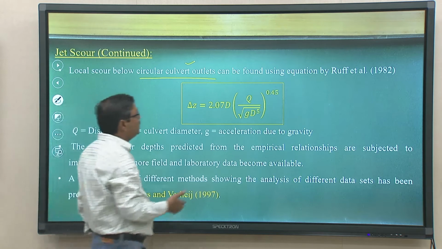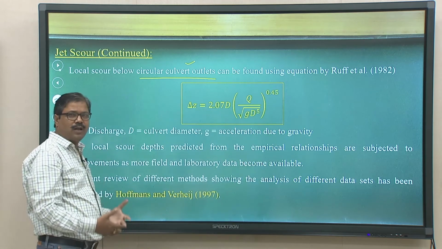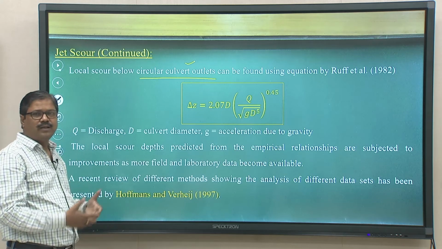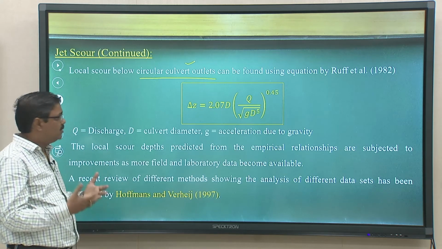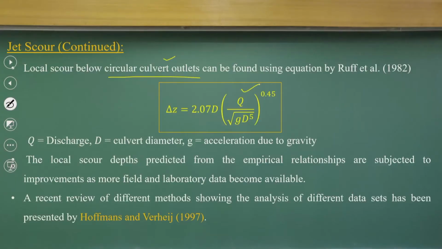So, whenever you design the culvert, at that time we should consider what amount of scouring happens during the extreme floods. That is the basic idea. If you look at this, q is the discharge, d is the diameter of the circular outlet, and this is the scouring depth.